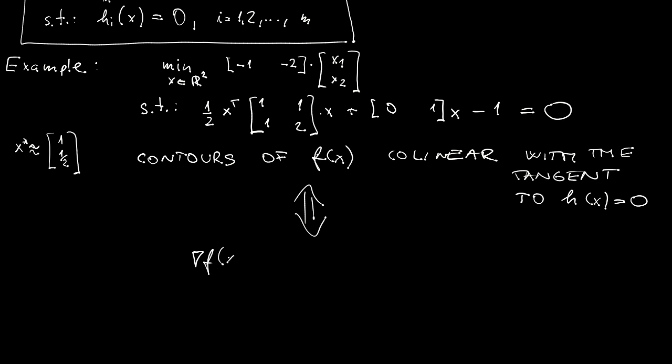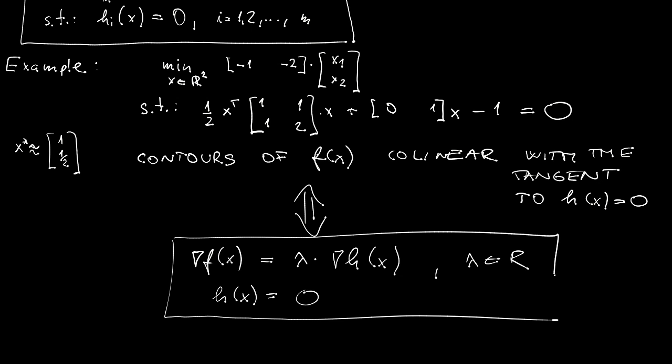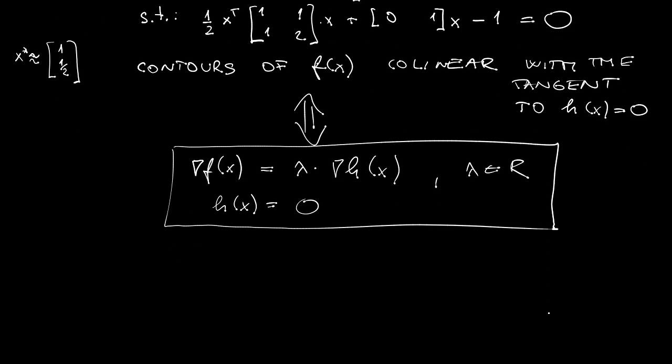Gradient of f of x is equal to some constant times gradient of h. Now if I combine this condition with the original constraint, I obtain full necessary conditions, in fact first order necessary conditions, since I have the gradients there, necessary conditions of optimality. And indeed this provides the full solution of this particular simple problem.